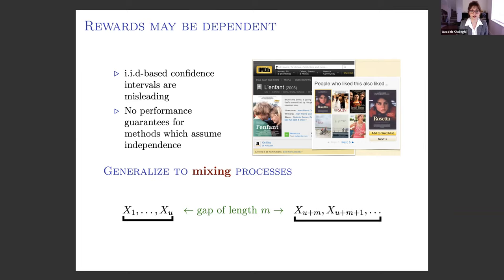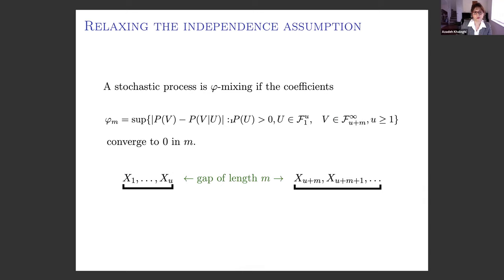First, let me define a phi mixing process. A phi mixing coefficient, phi sub m, is the maximal difference between the marginal probability of an event happening in a part of the process minus the conditional probability of that event happening m steps earlier, conditioned on something happening in the past, in the filtration F sub Q. A process is phi mixing if, in the limit as the gap between these two filtrations goes to infinity, this phi sub m goes to zero.